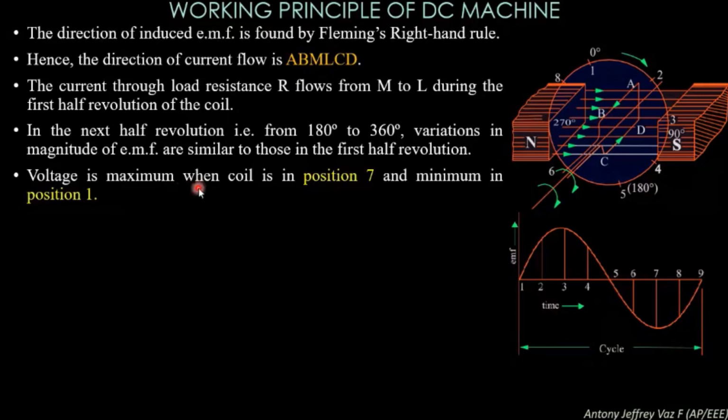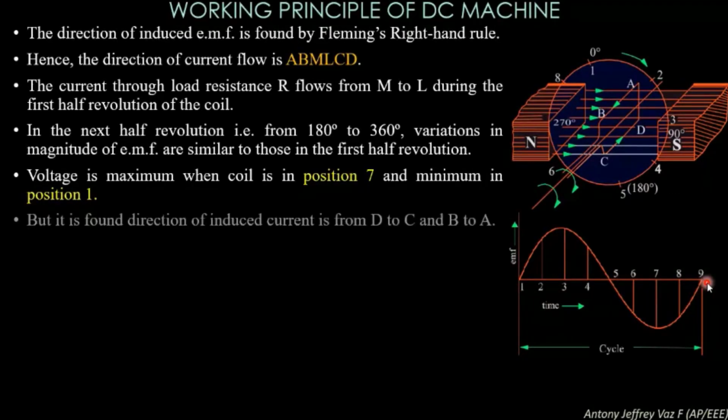Voltage is maximum when the coil is in position 7 and minimum in position 1. So when the coil is at 270 degrees, you will get a maximum negative peak voltage at position 7. Similarly, the ninth position is the same as the first position. So at position 1, you will get a zero value back.